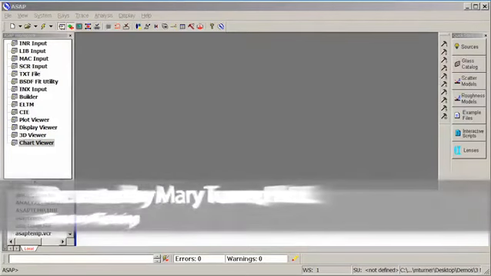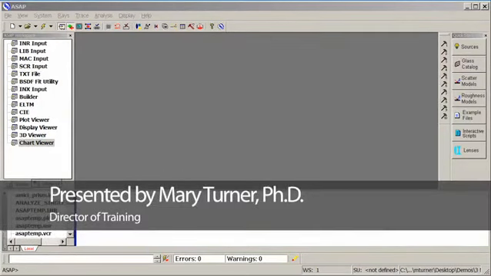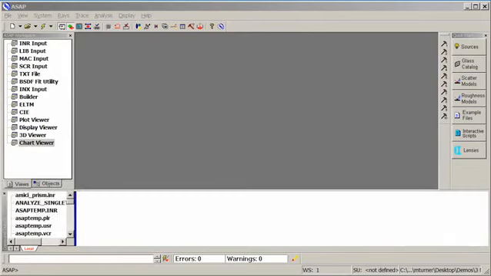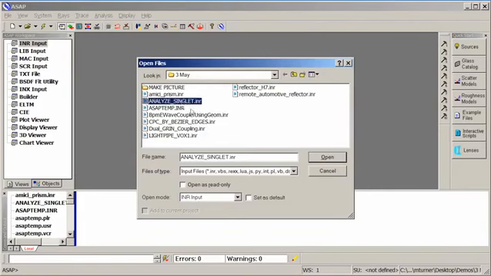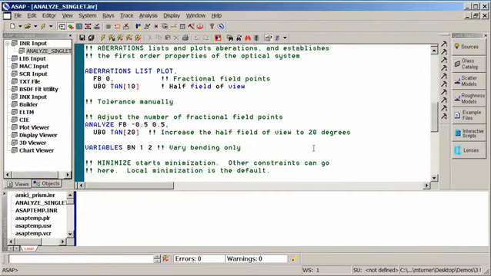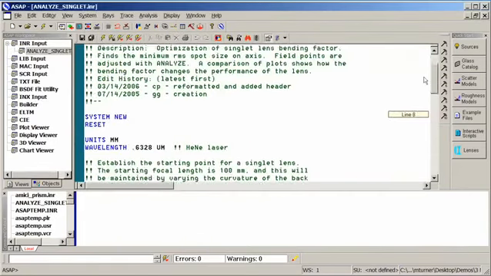ASAP can be used to analyze imaging systems, non-imaging systems, or illumination systems, as well as light concentrating devices. Let's take a look at an imaging system analyzed within ASAP. And in this particular case, what we're going to do is look at a singlet lens.